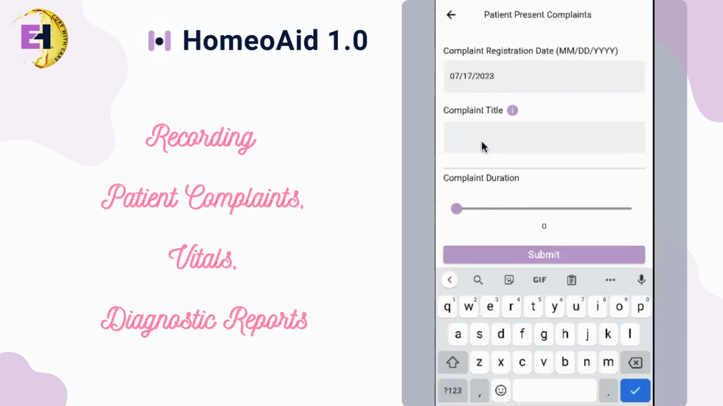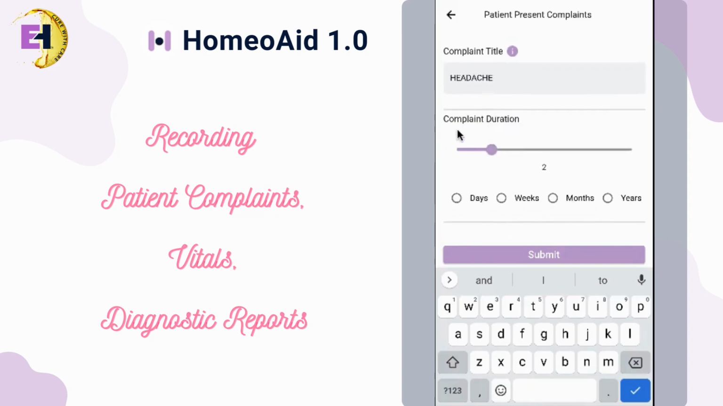Now let's start entering the complaint title. I could use the autocomplete here instead of completely typing everything. This saves me the hassle of typing each and every word completely. Once the complaint title has been entered, the next is the complaint duration. So here this is a sliding bar as you see, and the number increases and decreases.